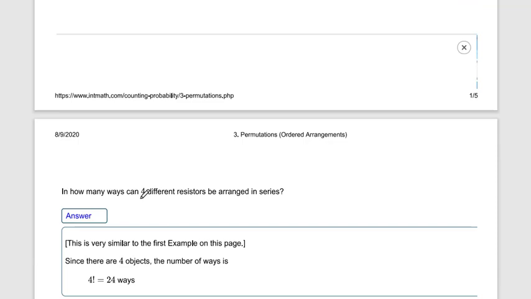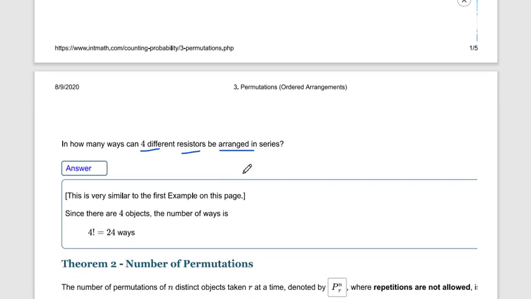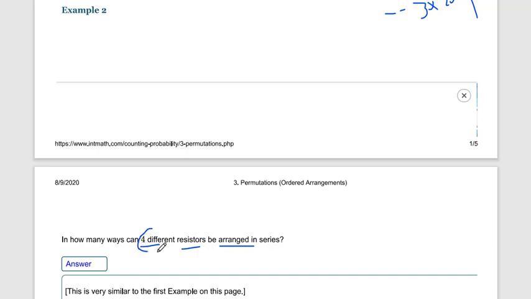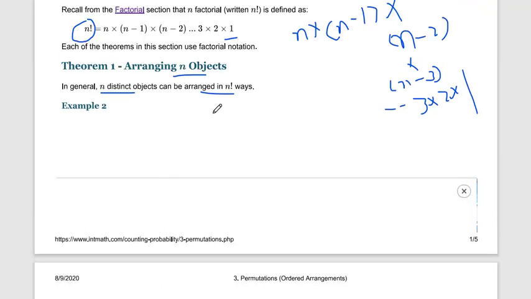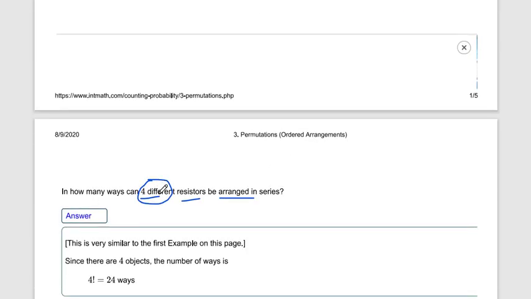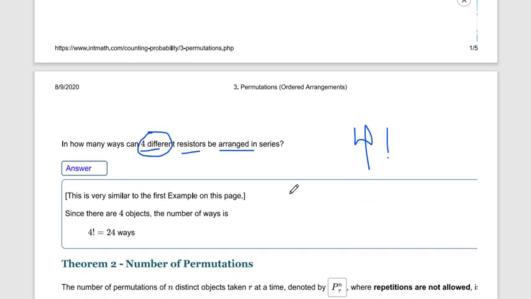The example is: how many ways can 4 different registers be arranged in a series? Here they have given the word different, so we can use this formula n factorial. The number is 4, so the answer is 4 factorial. And how do we calculate 4 factorial? 4, decrease one number to 3, decrease again one number to 2, and last we go down to the number 1.